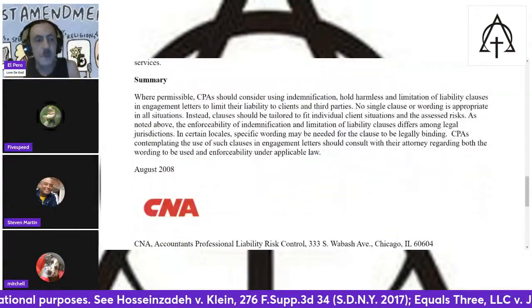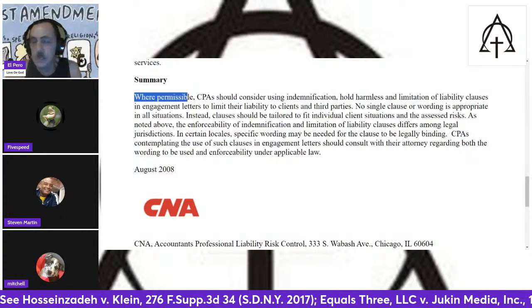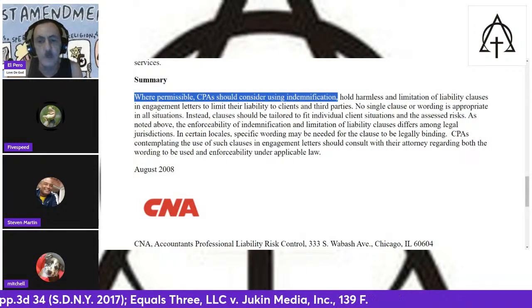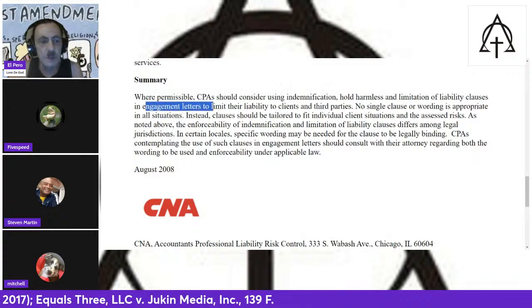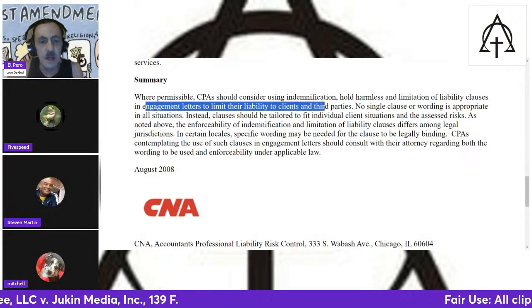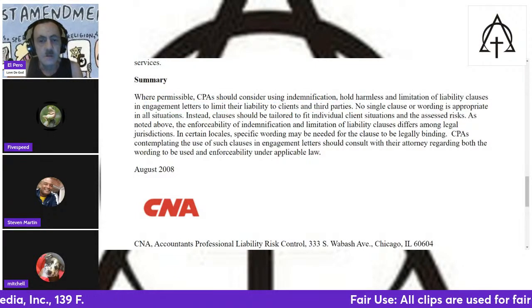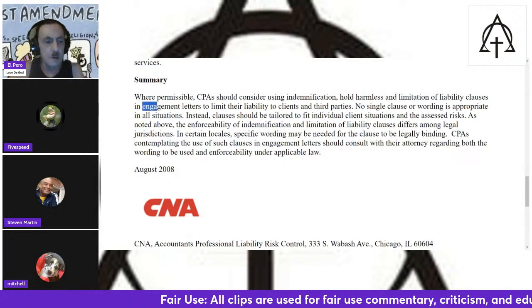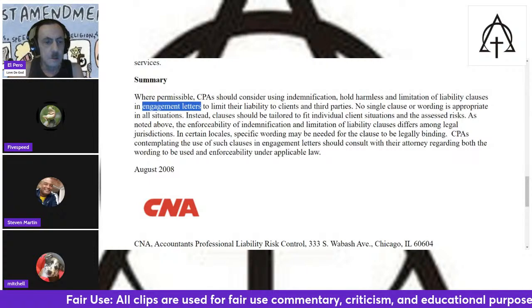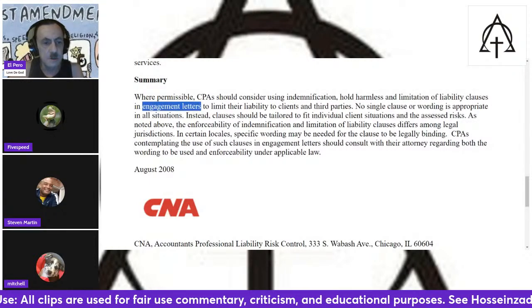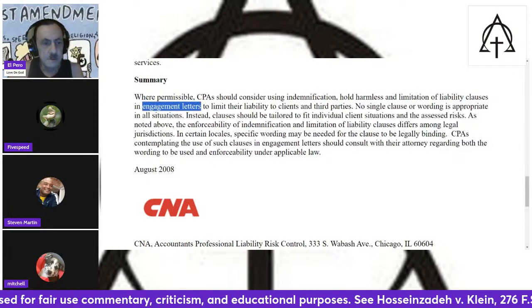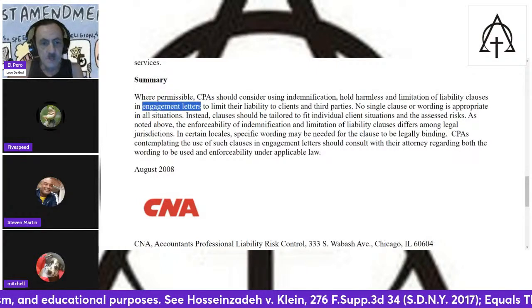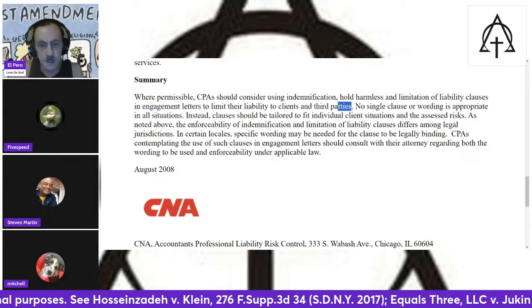Summary. Where permissible, CPAs should consider using indemnification, hold harmless, and limitation liability clauses in engagement letters to limit their liability to clients and third parties. So what we're talking about here in the summary is that we're going to give them an engagement letter. Letter of indemnification. It's just letting them know, giving them notice to limit their liability to clients and third parties.